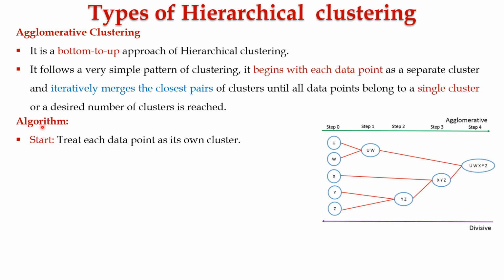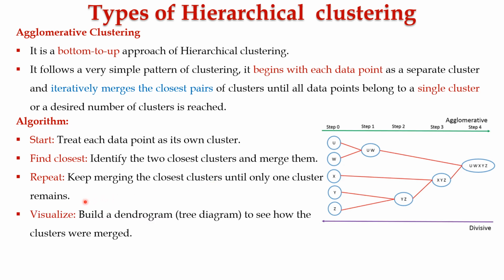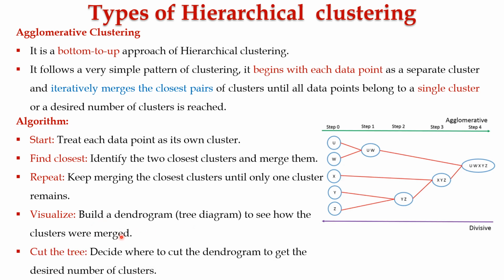Now let's check out the algorithm. First we have to treat each data point as its own cluster, and then identify the two closest clusters and merge them. We have to repeatedly keep merging the closest clusters until only one cluster remains. In order to visualize the clustering, we can build a dendrogram, that is a tree diagram, to see how clusters were merged. And we have to decide where to cut the dendrogram in order to get the desired number of clusters.